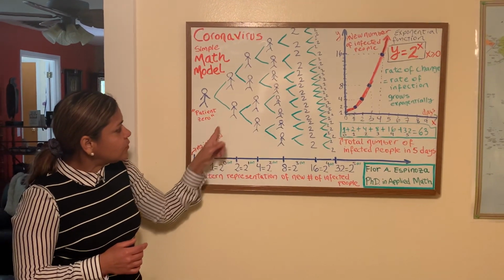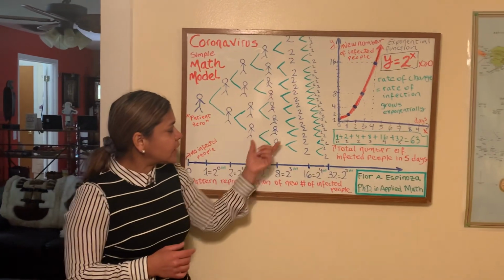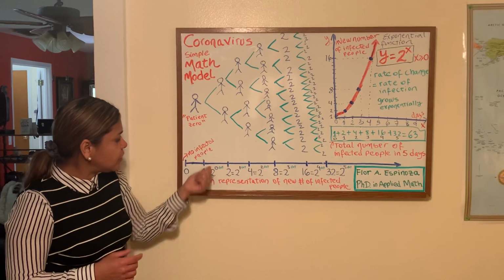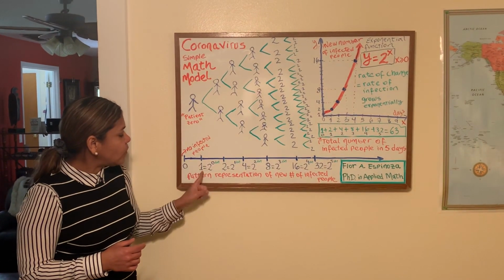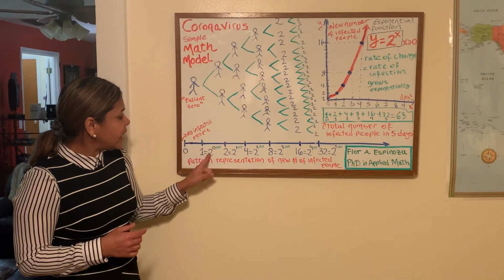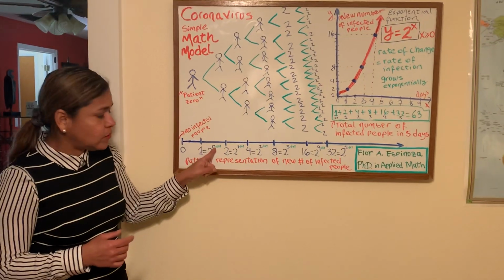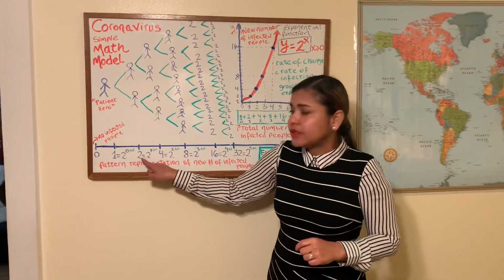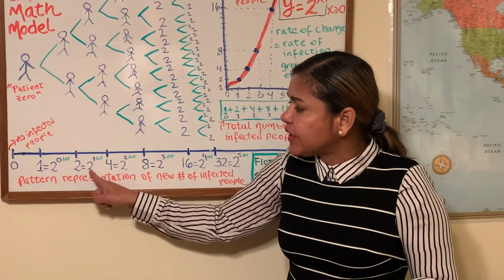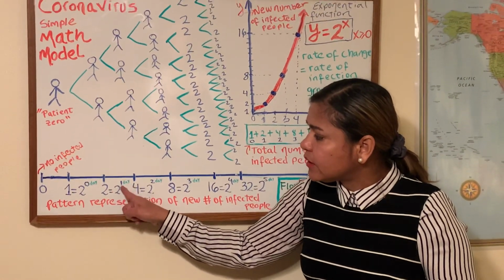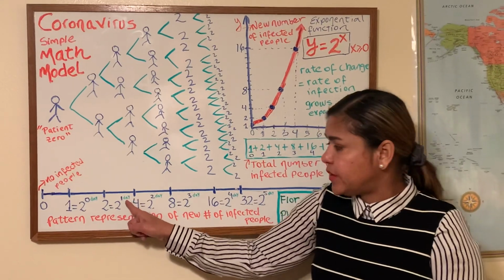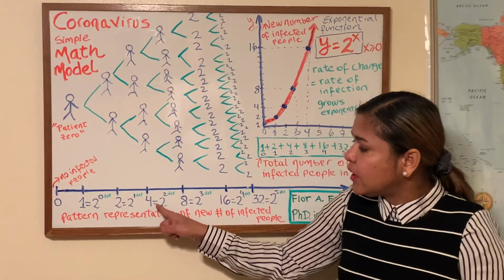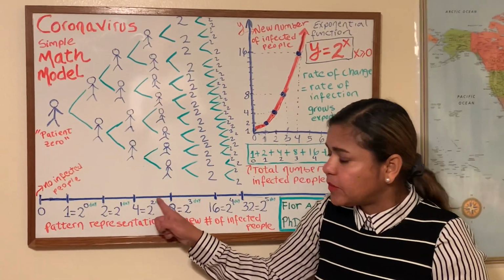So let's try to uncover how we can represent this mathematically, the new number of infected people. At 0 day, we have 1 infected person, and that one number can be written as 2 to the power 0. The first day, we have 2 infected people. 2 can be written as 2 to the power 1, where the power here is a number, the day number. By the second day, we have 4 infected people. This 4 can be written as 2 to the power 2.